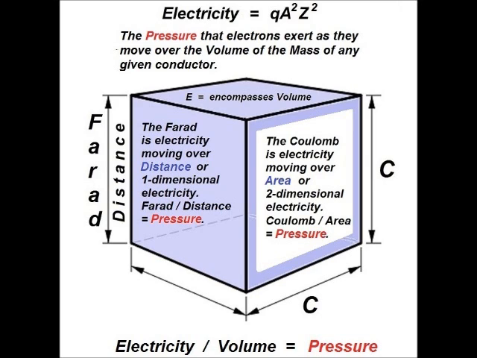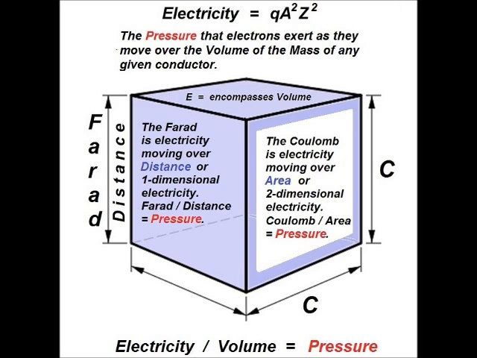So, even though electricity is flowing over this three-dimensional cube in the form of qa squared z squared, the electricity that is only on one side of the cube, or covering an area, that portion of the electricity is only flowing in the form of qa, which is charge. So the electricity in total flowing over the cube is qa squared z squared. However, only on the one side it exists in the form of charge, or the coulomb.